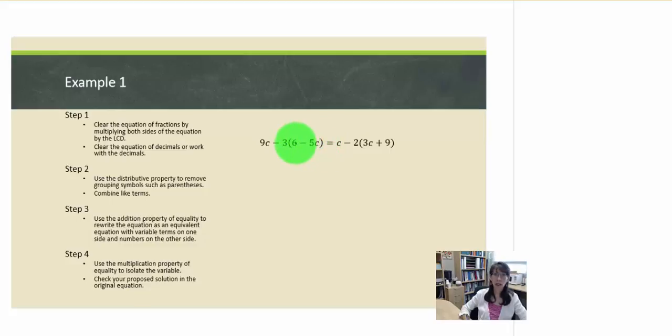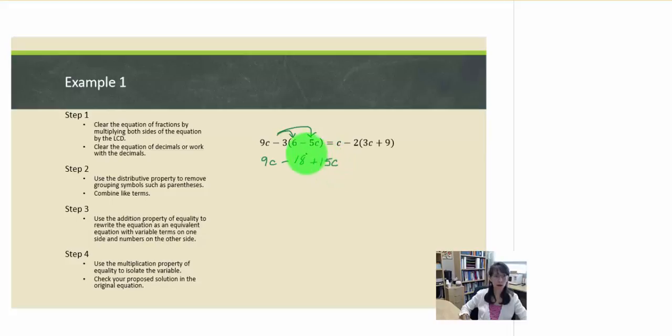So I cannot combine 6 with negative 5c. So the best thing I can do to eliminate these parentheses is to distribute this term, negative 3, that is outside of the parenthesis. So negative 3 is distributed to each term inside that quantity. So 9c remains. Negative 3 times 6 is negative 18. Negative 3 times negative 5c would be positive 15c.